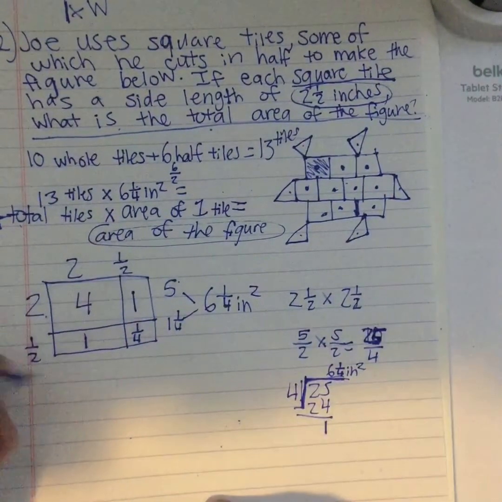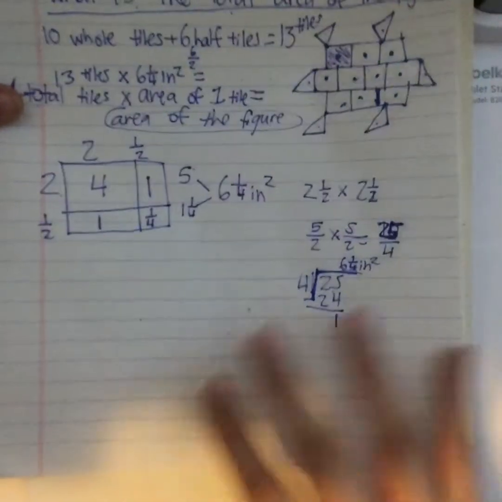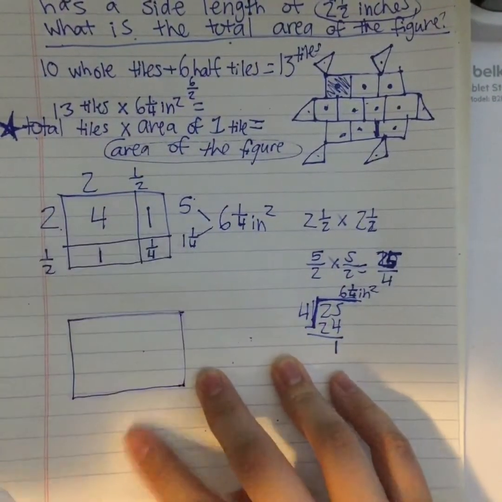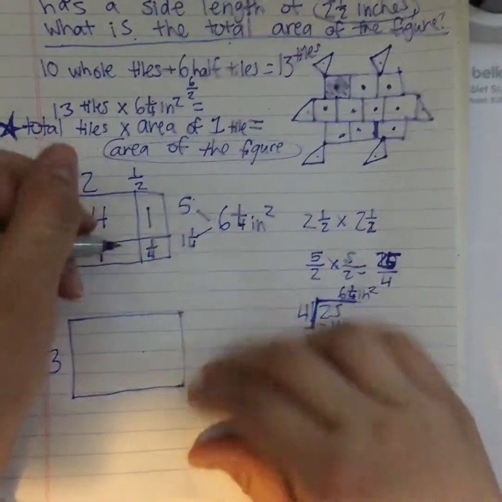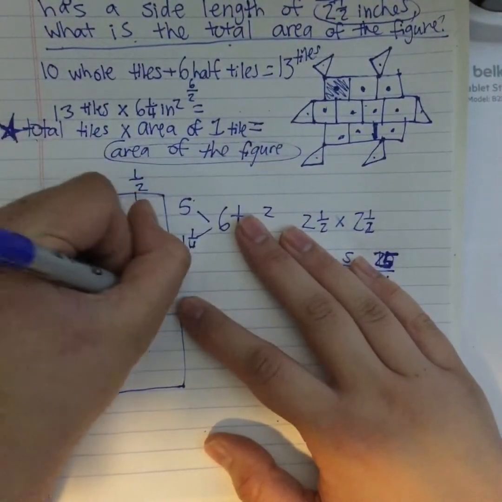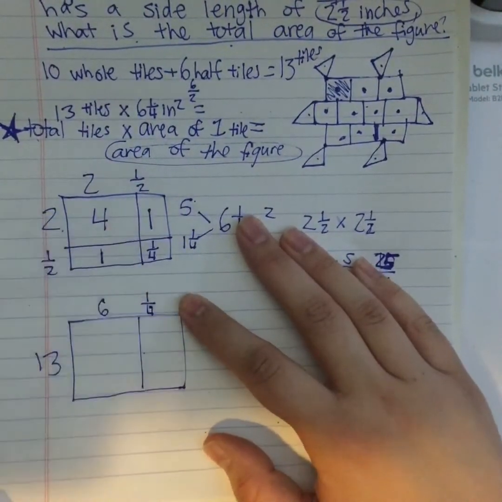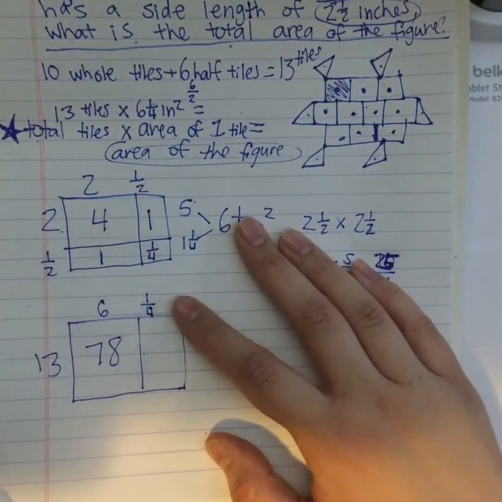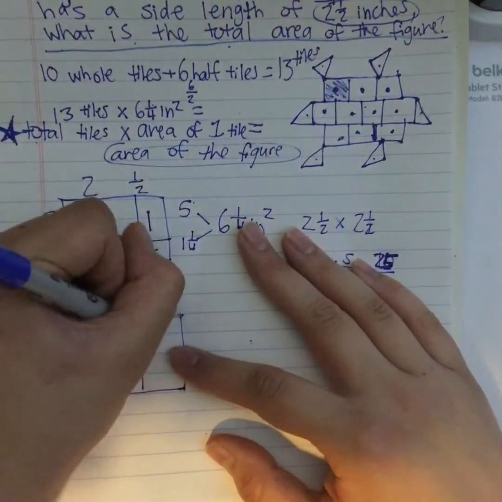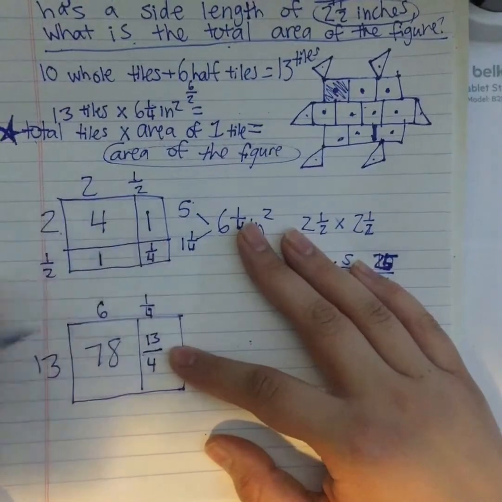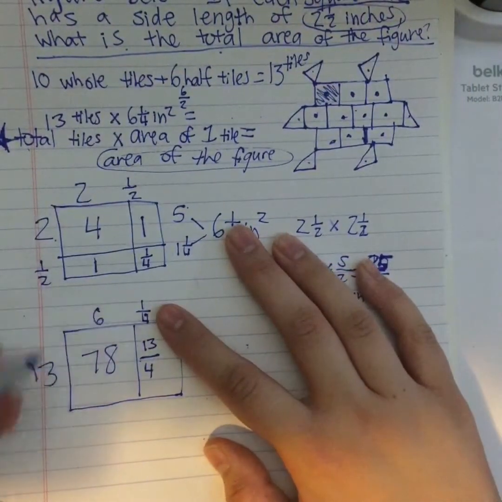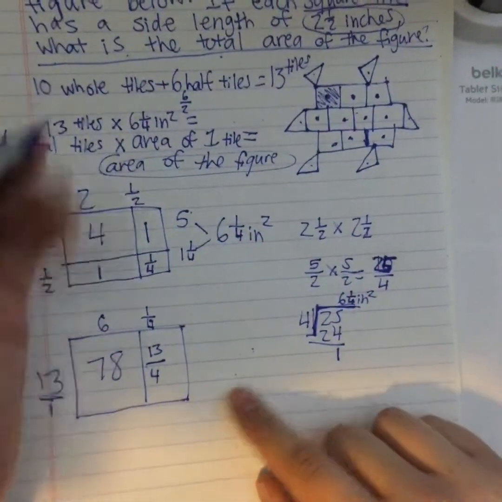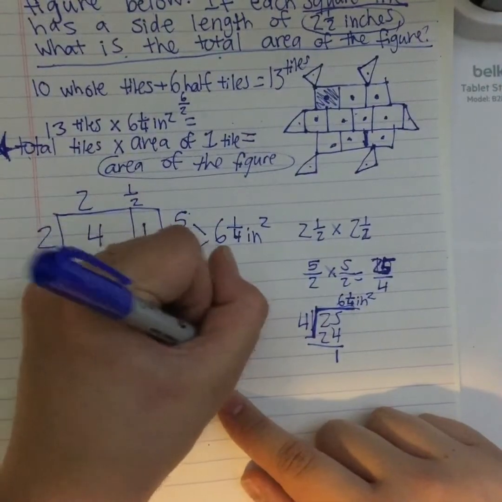So what I'm going to do is bring this on up, work on my next area model, which is 13 times 6 1/4. 6 times 13 equals 78. 1/4 of 13 is 13/4, because remember, we're just multiplying across the top, and there's an invisible little 1 there if I turn that into a fraction. So adding those together, I have 78 plus 13/4.